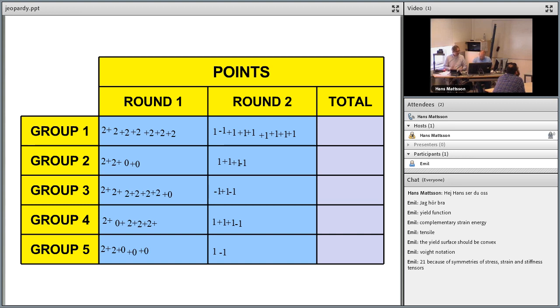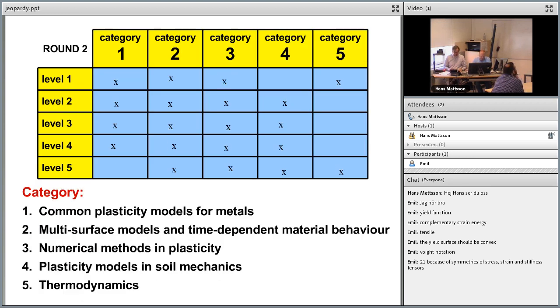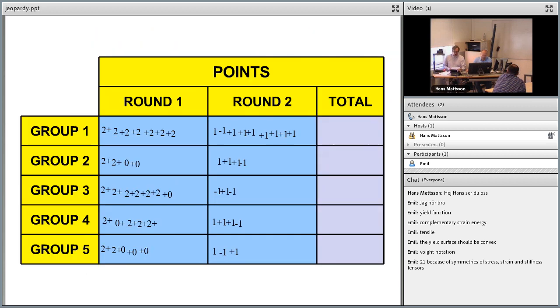So that's correct. Okay. Choose category. Group 5. 4-1, the last level 1 question. Category 4, level 1. Why is the effective stress principle so important in soil mechanics? Group 4.